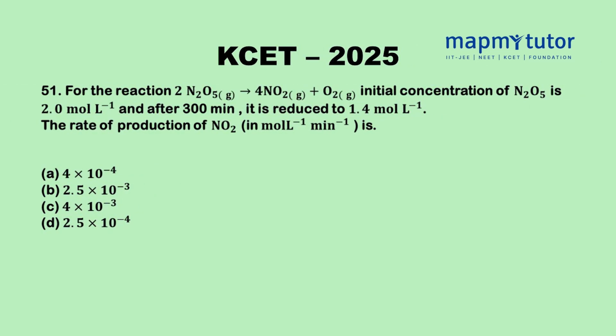For the reaction 2N2O5, see how many questions are given from the chemical kinetics. Last two questions were also from there. This is also from the chemical kinetics. For the reaction 2N2O5 → 4NO2 + O2, the initial concentration of N2O5 is 2 mole per liter, and after 300 minutes it is reduced to 1.4 mole per liter. Find the rate of production of NO2.